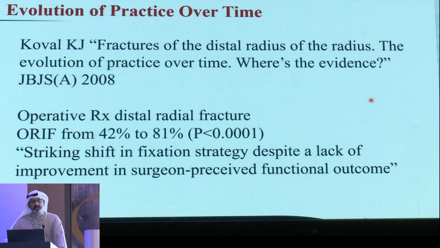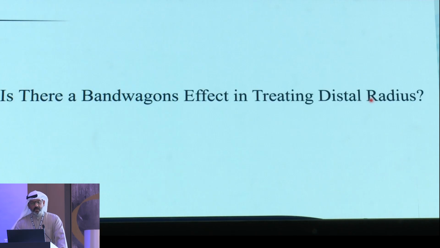So what's the evolution of the practice over time? Koval published a paper, a very nice one actually. We tend to fix these kinds of fractures more and more, and about 40 to 80% of these fractures are being treated surgically. But the gap between surgeon-perceived and patient-perceived functional outcome is still there. So, is there a bandwagon effect in treating distal radius? I don't know.